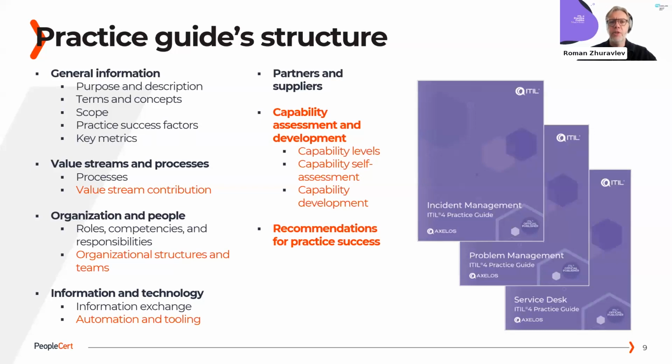They have the same structure, which, as you can see in this slide, is built around the 4 dimensions: value streams and processes, organization and people, information technology, and partners and suppliers. These 4 dimensions are preceded by what we call general information, which includes the purpose statement for the practice, a description of what the practice does, and key terms and concepts.